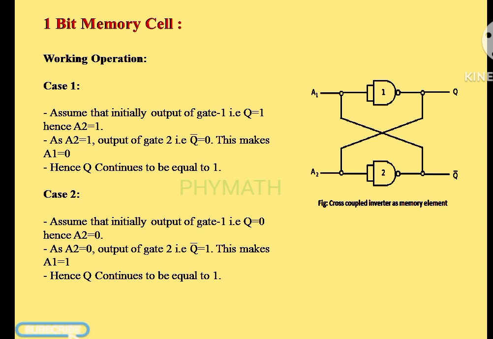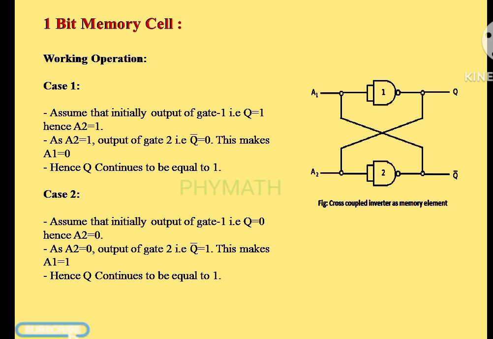As we know the working of NAND gate as a NOT gate, if the same input is applied to both the input terminals of NAND gate, then our NAND gate will behave as a NOT gate or inverter. That's why it is called an inverter, because the same input is applied to NAND gate 1 and NAND gate 2, that is A1 and A2. Now why cross coupled? Because the output of first NAND gate is applied as an input to the second NAND gate. Similarly, the output of second NAND gate is applied as an input to the first NAND gate. That's why this circuit is called a cross coupled inverter.